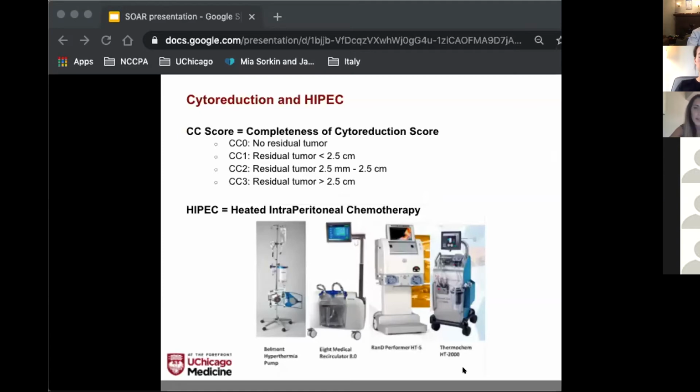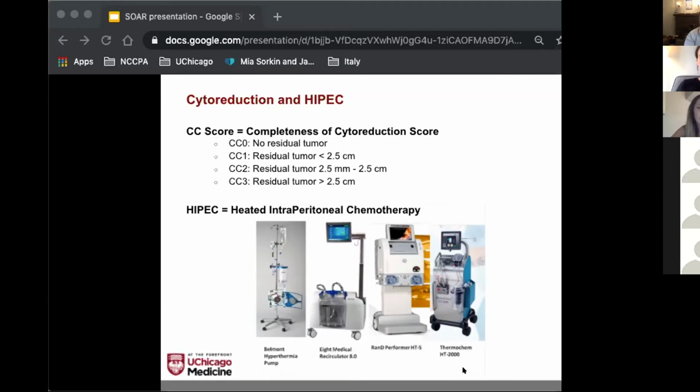Yeah, and when we're talking about cytoreduction and HIPEC, we are really talking about how we confer a survival benefit to our patients. The way that we do that is by completely removing the tumor in the abdomen. If we can't completely remove the tumor, that does have a negative impact on their survival.